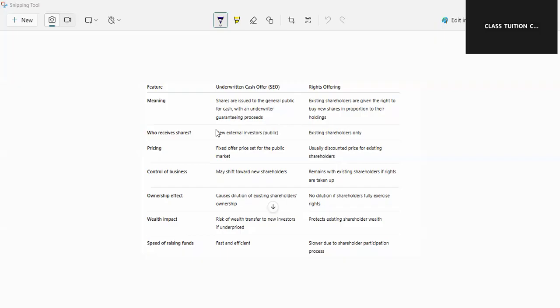It's a method where a company will issue new shares to the existing shareholders only and will give them the right, not the obligation, the right to buy additional shares in proportion to their current holdings, usually at a discounted price. So the process is as follows. The company will announce this rights issue, and these existing shareholders will receive the rights certificate, and the shareholders can choose to buy these new shares. We call that exercising rights, or they will sell these rights to the market.